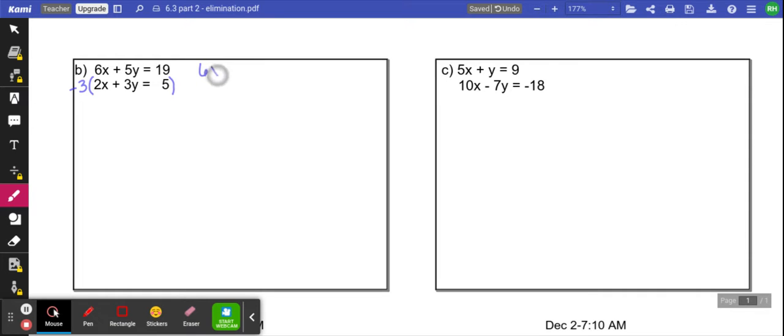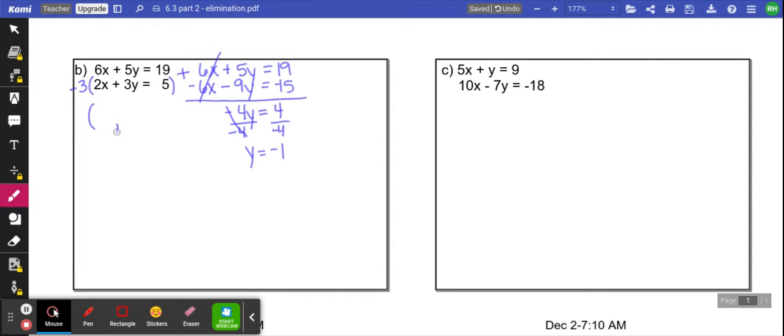So my top equation didn't change, 6x plus 5y equals 19. But my bottom equation, I'm going to distribute negative 3. So I have negative 6x minus 9y equals negative 15. That became 6 and negative 6, so I'm ready to go. These cancel. I've got negative 4y equals 4. Divide by negative 4 on both sides, and y equals negative 1.